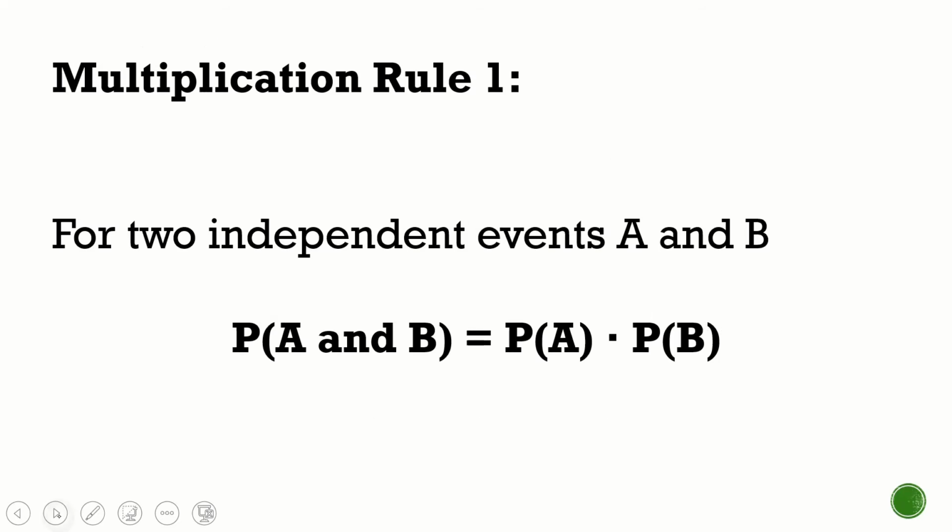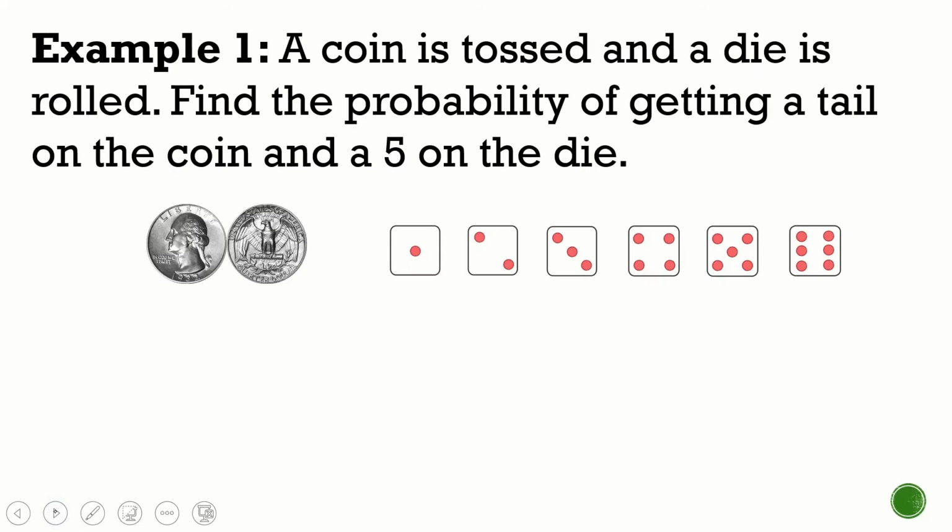All right, let me give you some examples. Or by the way, let me just give you the multiplication rule number 1. If there are two events, the probability of those two events is the probability of event A times the probability of event B. If there are more than two, then you just multiply the probability of each event.